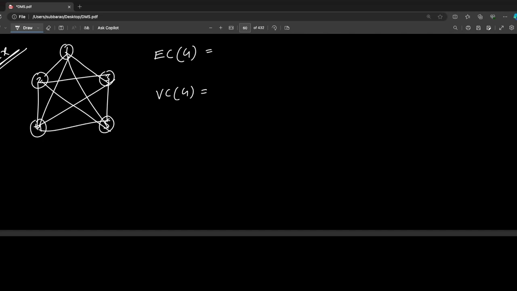What is the answer for this problem? So edge connectivity number, how much? First find out the vertex connectivity number. Because it is a complete graph, how many vertices do I have to delete? I think I have to delete all. I think it is not possible. Am I right?